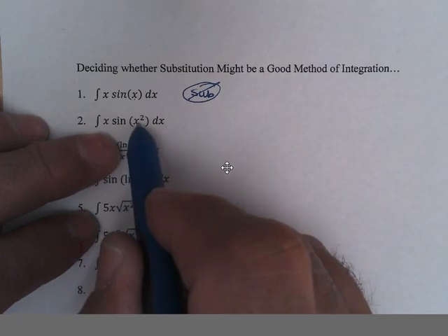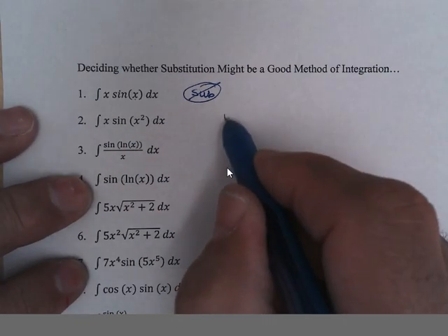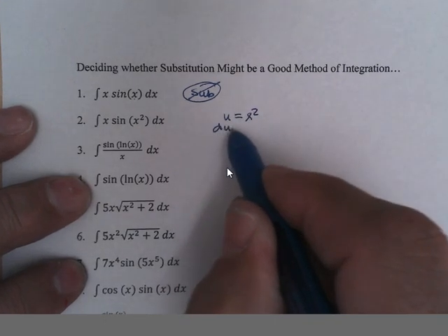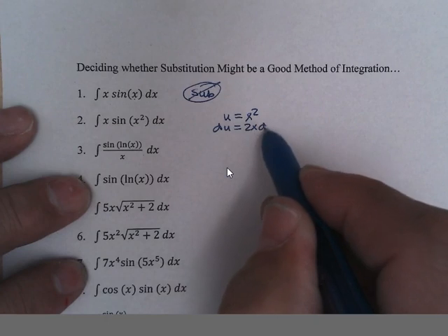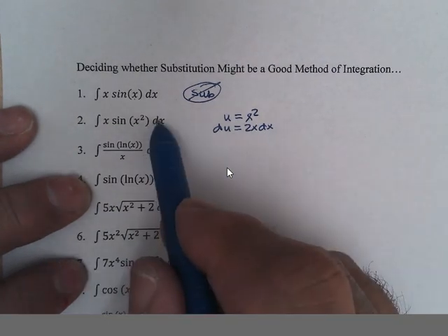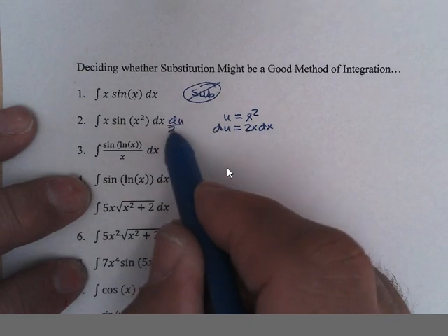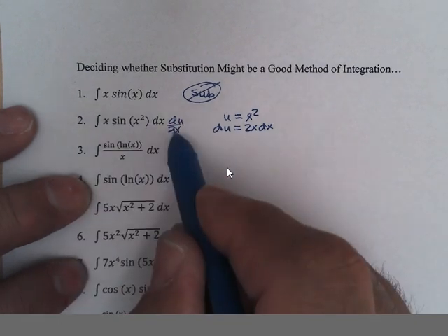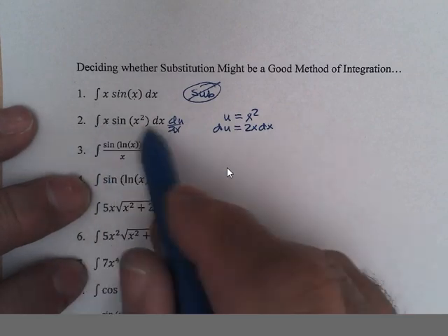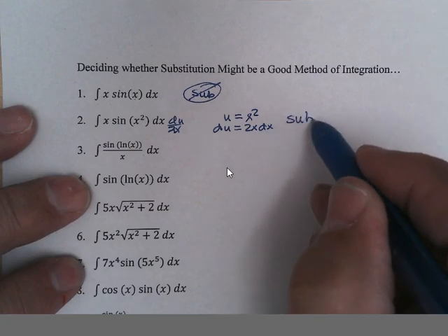If you let u be x squared, though, the derivative is 2x. If you let u equal x squared, du equals 2x dx. If you solve for dx, you get a 2x underneath the du. So the dx becomes du over 2x, and the x's cancel, and so we just have sine of u with a half on it, but the x would cancel. So this is a good candidate for substitution.